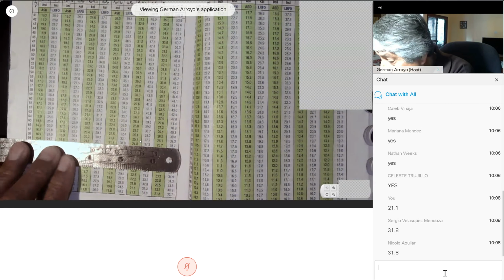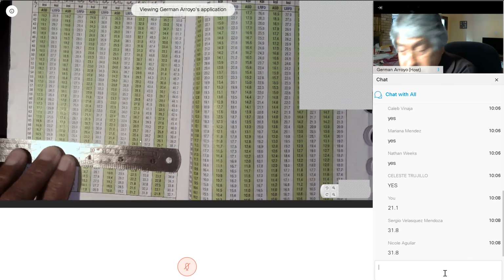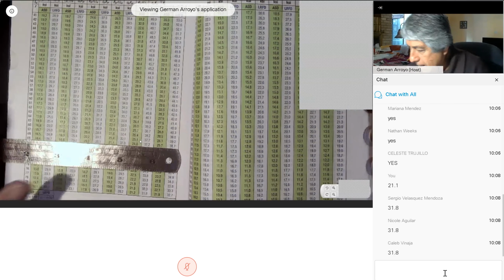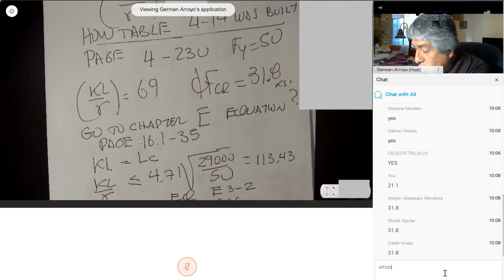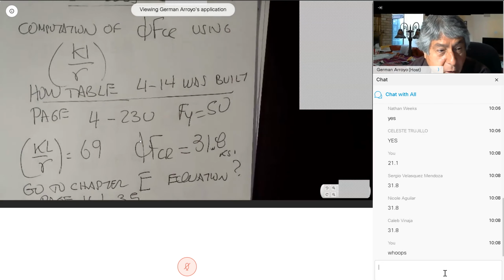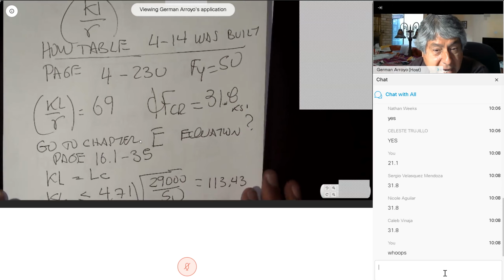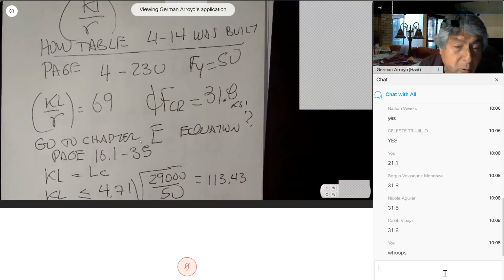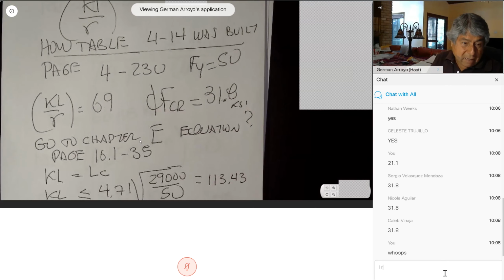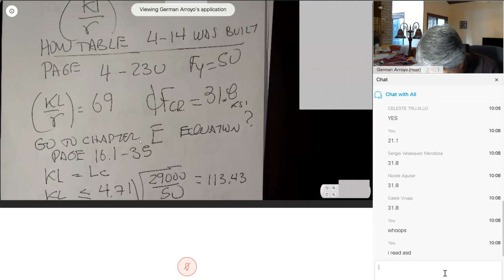For 69, Fy 50, 31.8. Correct, right? So I want you to know where 31.8 comes from. That's what we call the critical stress for the column, for an axial load. So I want you to go back to chapter E, the chapter that we were in before, the same page that we had before.